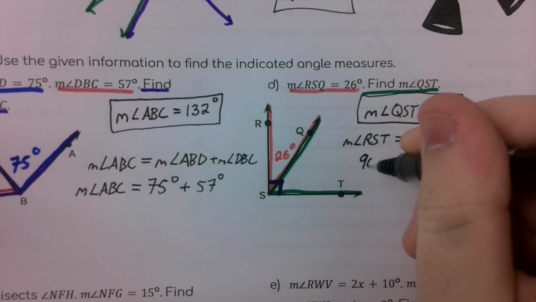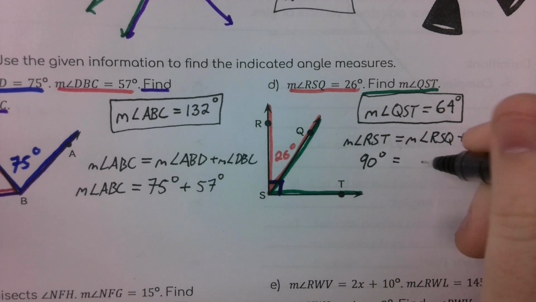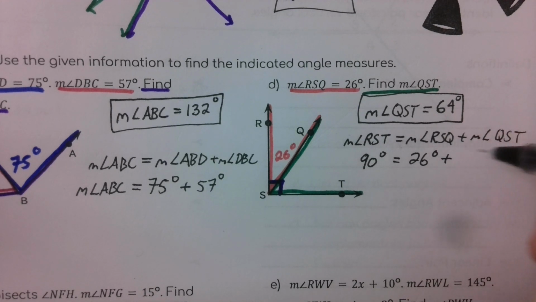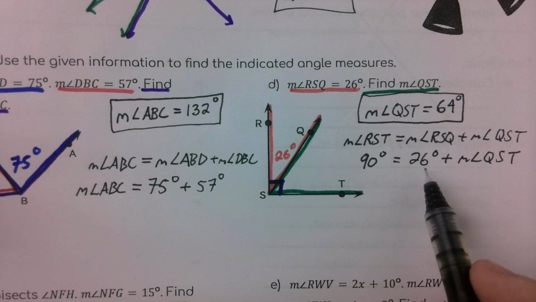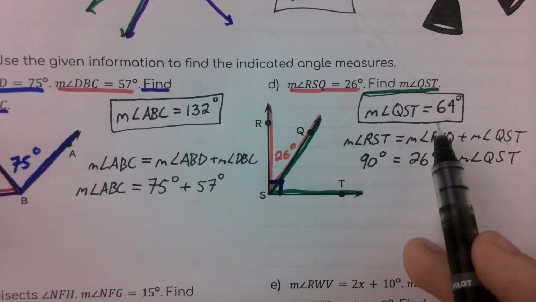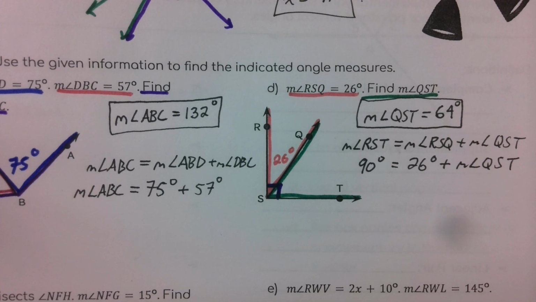So 90 degrees equals RSQ was 26 degrees plus the measure of QST, which we're trying to find. So to find QST, we can just subtract 26 from both sides. 90 minus 26 gives us 64.